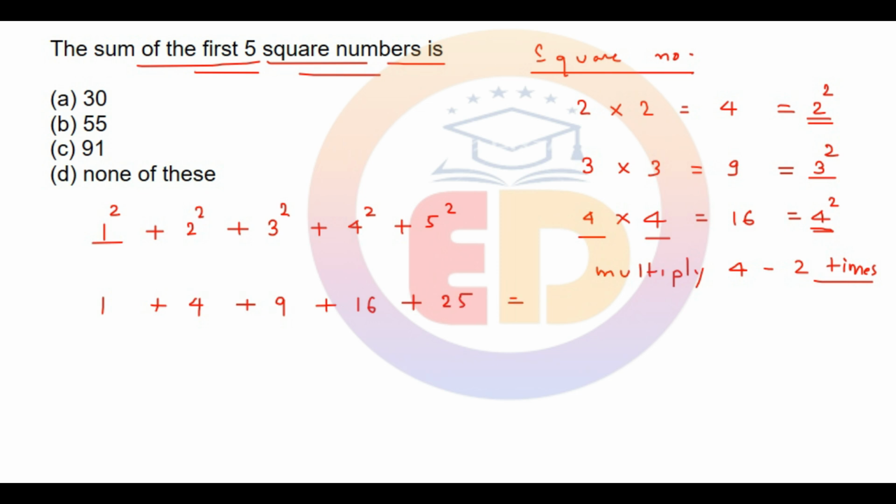Let's have their sum. 1 plus 4 is 5. 5 plus 9 is 14. 14 plus 16 is 30. 30 plus 25, my answer is 55. So sum of first 5 square numbers is option number B.